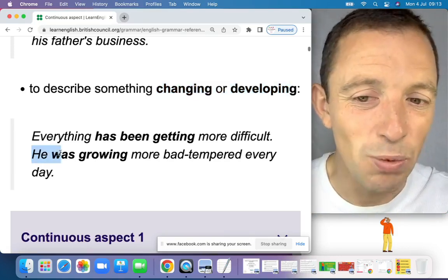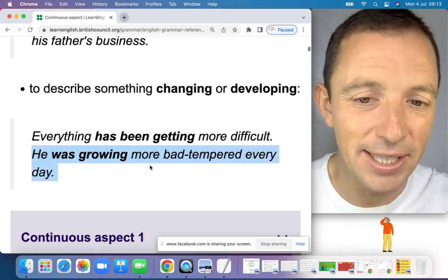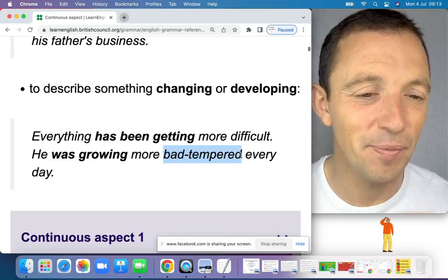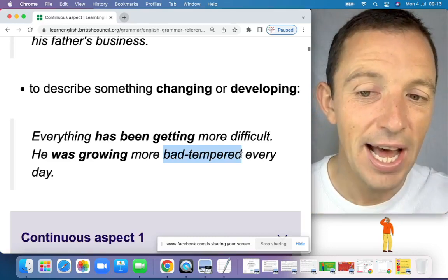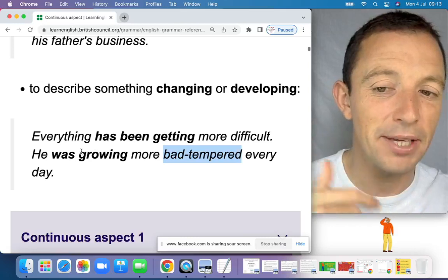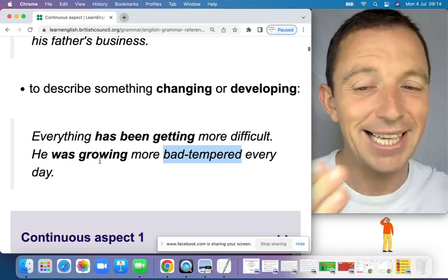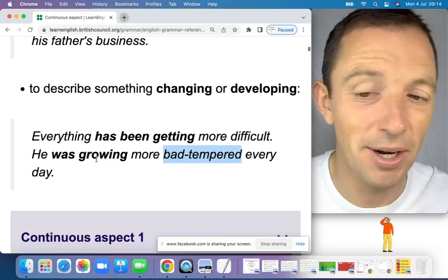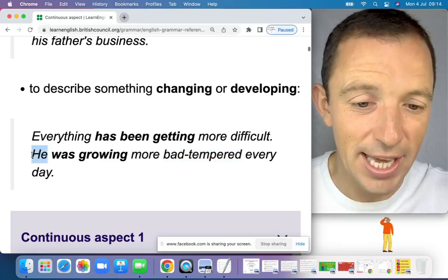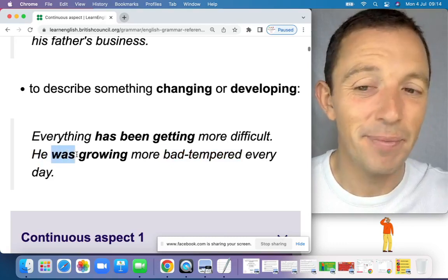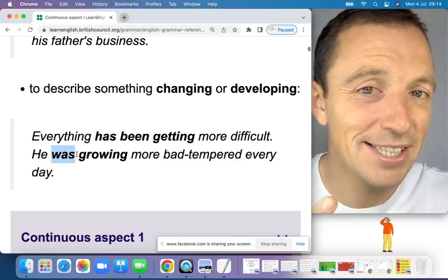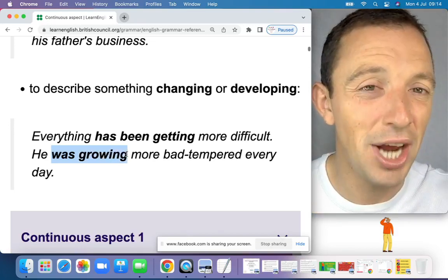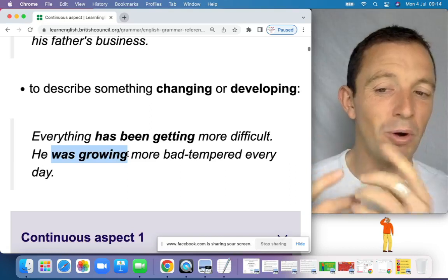Next example, he was growing more bad-tempered every day. Bad-tempered is the adjective, somebody who is very angry and has a bad temper. And it's something that's changing or developing with the verb to grow. Again, getting is similar here. It's possible: he was getting, he was becoming, very similar. Here we have the subject, he, plus the auxiliary, the extra verb to be, necessary in the construction of the continuous, plus the verb to grow in the gerund. So he was growing more bad-tempered every day.